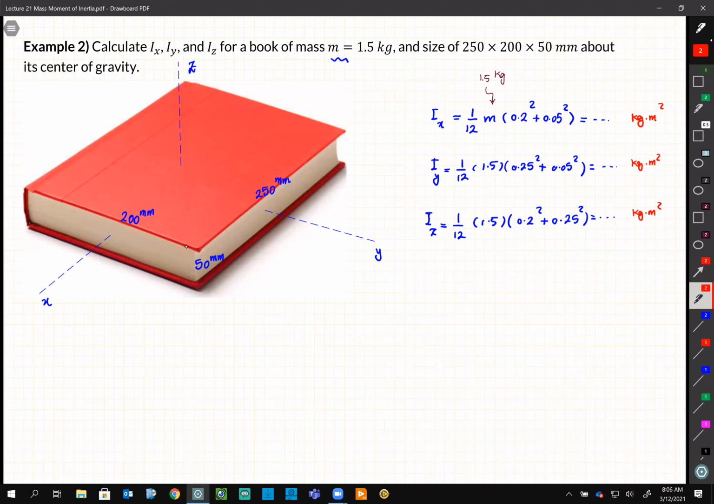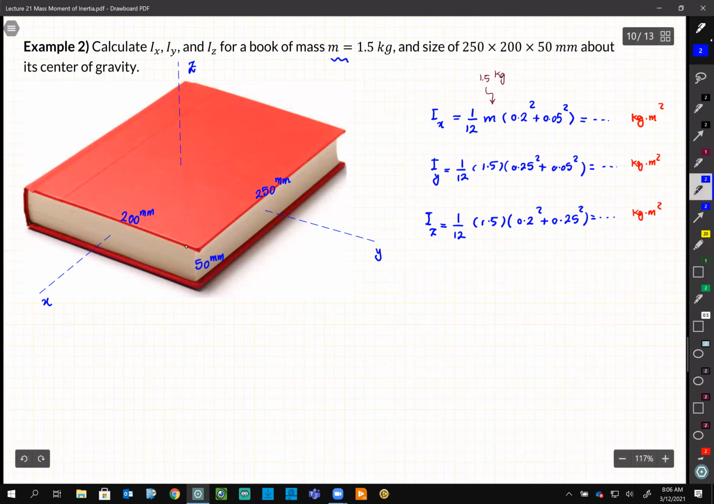For the same question, if we want to find the radius of gyration, how would you calculate that? The radius of gyration we denote by k, and k is simply the square root of I over m. So you can calculate kx, simply the square root of Ix over m. And the unit is going to be meter. And so on, you can calculate ky and kz.